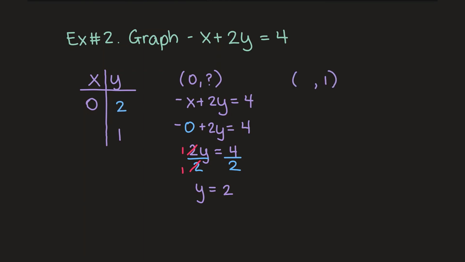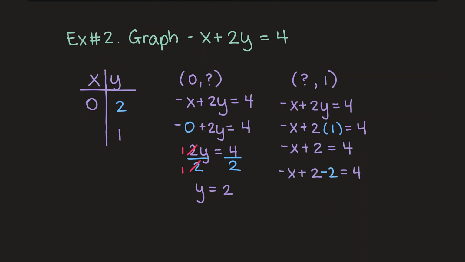Now let's figure out our next point. We plug in 1 for y and solve for x. Simplifying, we get negative x plus 2 equals 4. Subtract 2 from both sides, and since negative x is the same as negative 1x, we divide both sides by negative 1. And we get x equals negative 2. So our second point is (-2, 1).